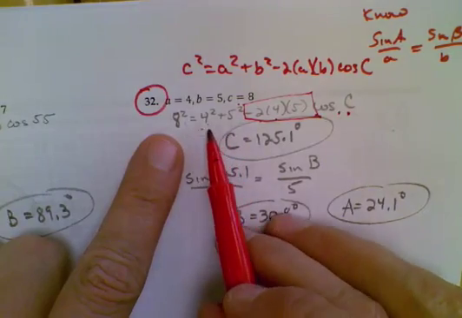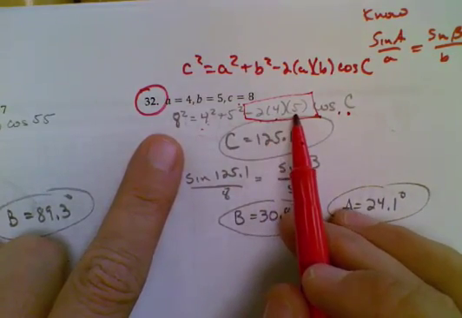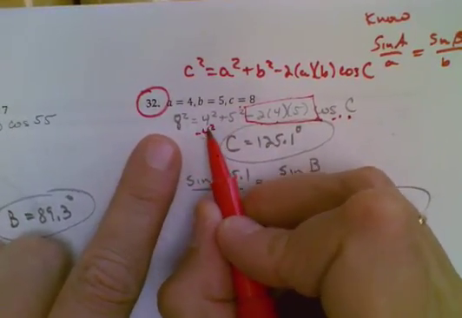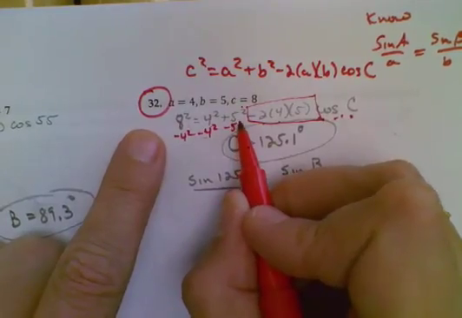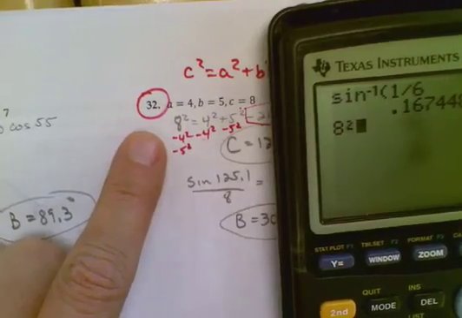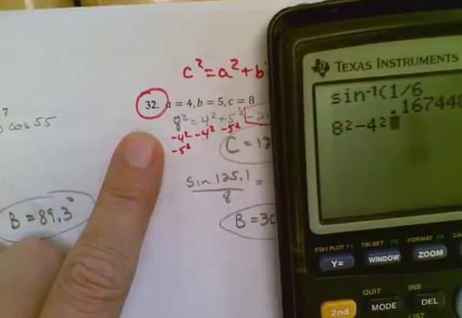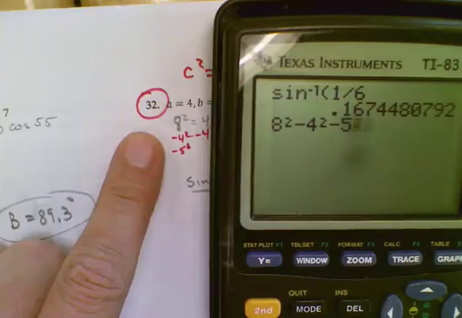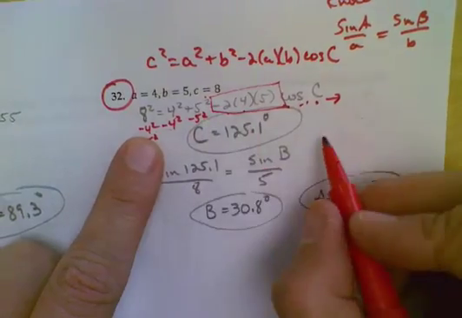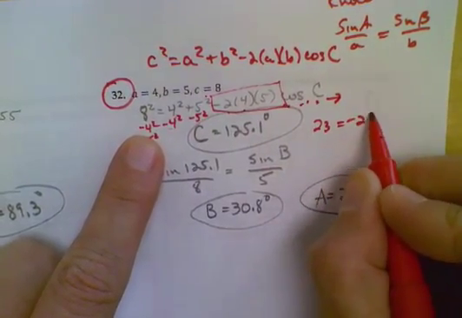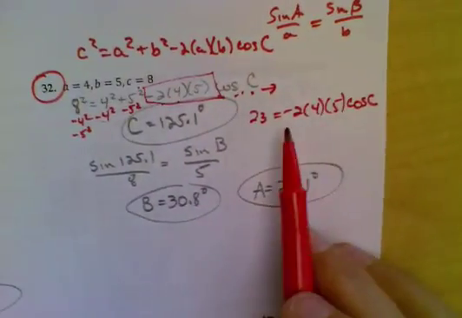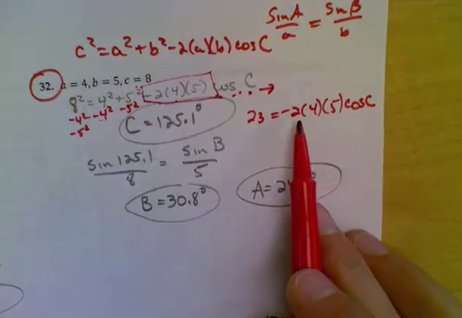So you can't take 4 squared plus 5 squared minus 2 times 4 times 5 and say that's the coefficient of c. You need to take 8 squared, you need to subtract the 4 squared, you need to subtract 5 squared, then you can look at what that would equal. So if you took 8 squared minus 4 squared minus 5 squared, you would get 23. So you could say, after you took care of getting rid of all of those, 23 equals negative 2 times 4 times 5 times the cosine of c. Then you can realize that that is the coefficient. So the coefficient of c is negative 40.